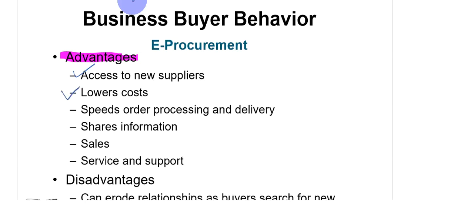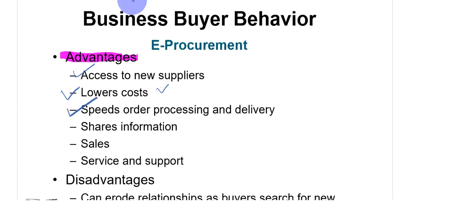Then it lowers the costs, because here we have reduced the commission of the middleman. That's why the cost is decreased as compared to other purchases, or normal or traditional purchase.